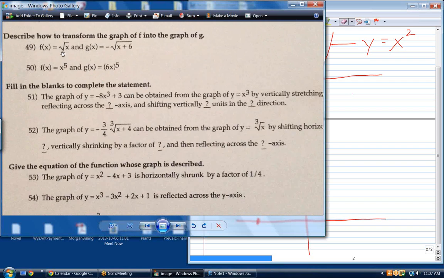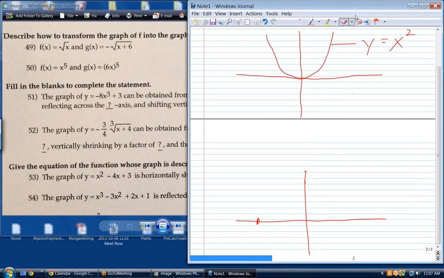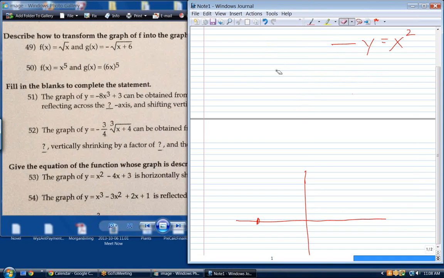Okay, here they want to transform the graph of f into g. Well, let's draw f. The square root function starts right there and goes up like that. So that's y equals square root of x.